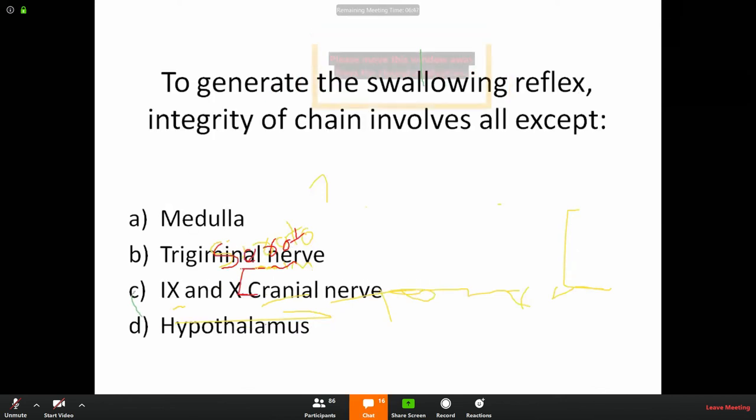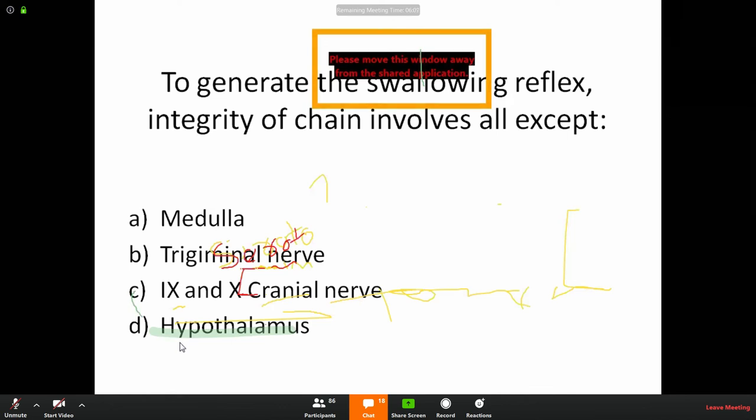Okay. And second question, to generate this swallowing reflex, integrity of the following involves all except: medulla, trigeminal nerve, 9th and 10th cranial nerve, hypothalamus. The correct answer is hypothalamus, because the swallowing center is medulla oblongata. Yes or no? So it is needed. Trigeminal nerve is the efferent nerve as well as afferent nerve. 9th and 10th cranial nerve, it is also the efferent as well as afferent nerve. These three are included, but hypothalamus is not included. Okay. So hypothalamus is the right answer.